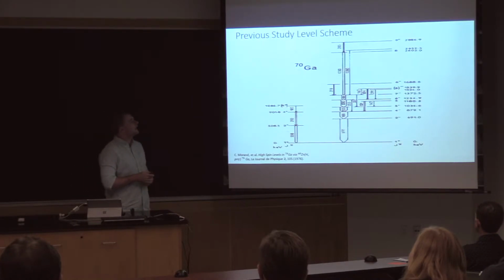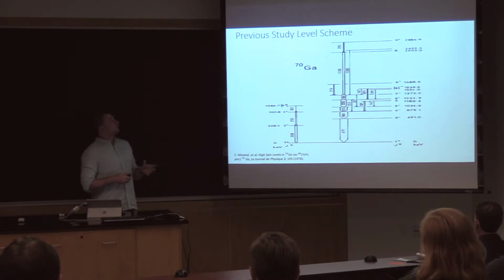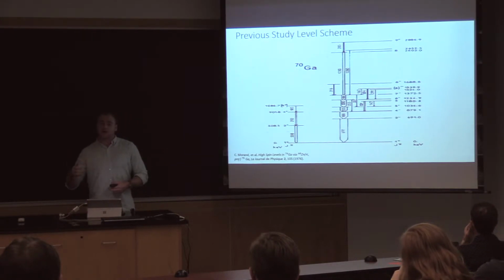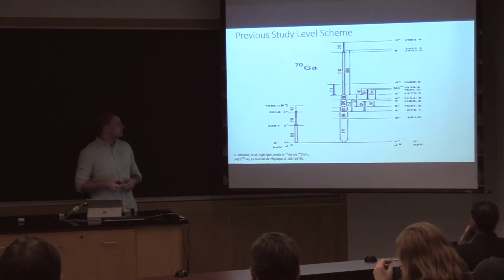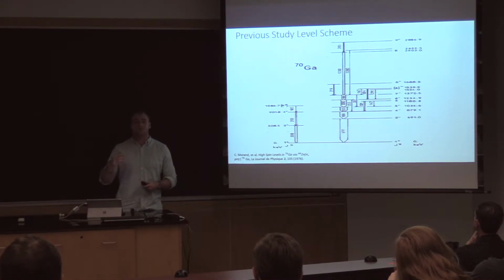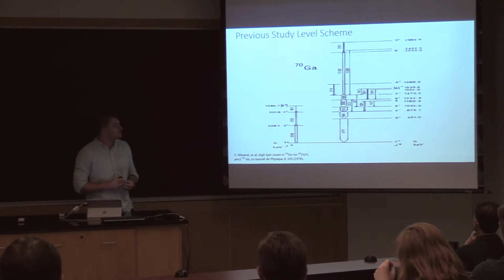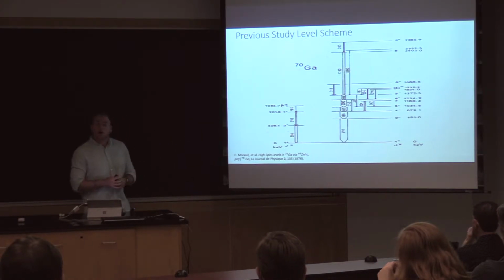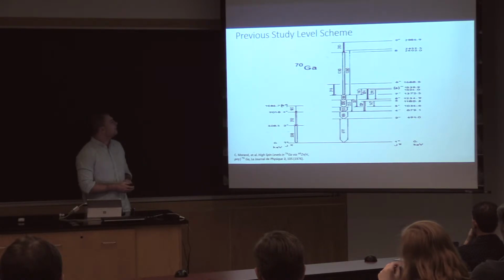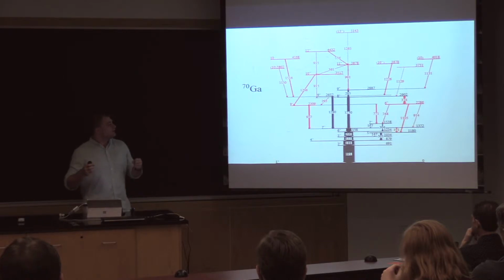But before I get into that, I want to show you where we're starting off. This is the previous study's level scheme for gallium-70 at high energy levels, published back in 1976. So it's been about 40 years since gallium-70 has been studied at these high energies. As you can see, there's really not a whole lot to this map. But if you look at what we've generated, we've added a ton.